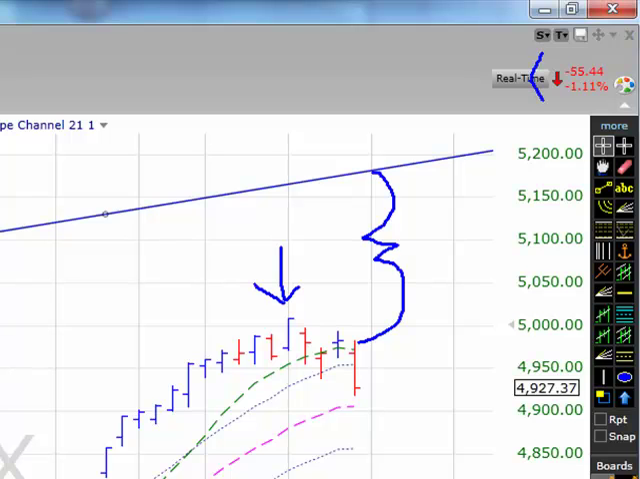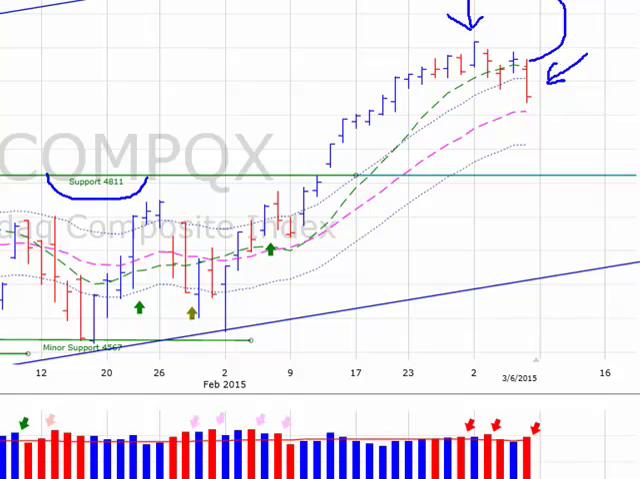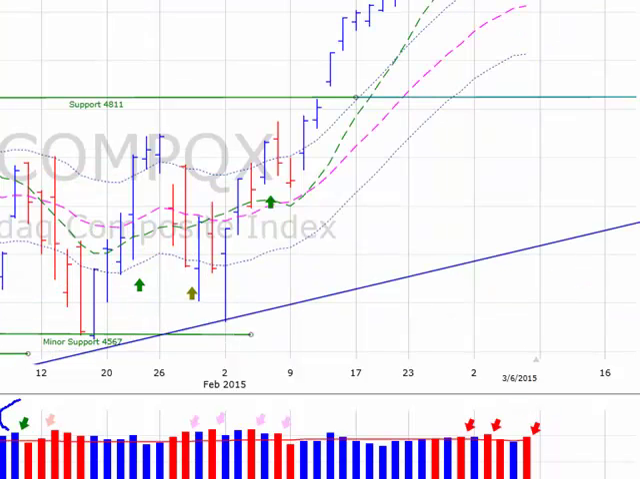Friday was a tough day for the bulls. The Nasdaq Composite was down 55.44 points, or 1.1%. We closed at the bottom of our daily trading range. Trading volume was higher than the prior day, which gives us another distribution day. Current market is in an uptrend. We've been in an uptrend since January 8th.